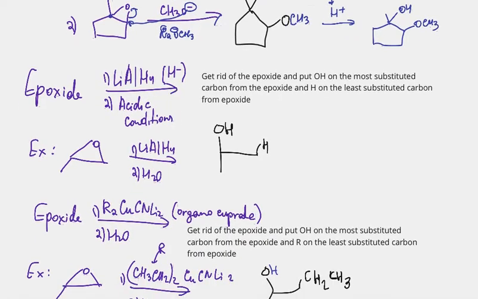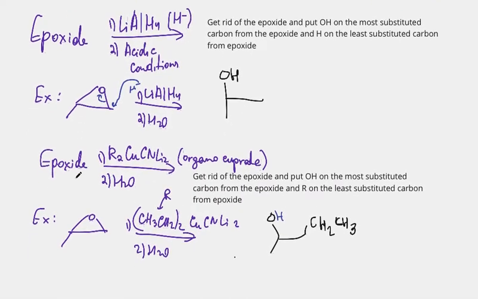Now, another kind of base that we can think of is lithium aluminum hydride, and you can think of it as H minus. And I wrote here that you will get rid of the epoxide and just put OH on the most substituted carbon. Hydrogen will go on the least substituted carbon from where the epoxide was, but we don't really care much about it. So if we have this epoxide, we don't really have to show the mechanism, but if we do, it's H minus that attacks like this, and we will get at the end OH on the most substituted carbon, H on the least substituted carbon, but we don't even have to show this H.